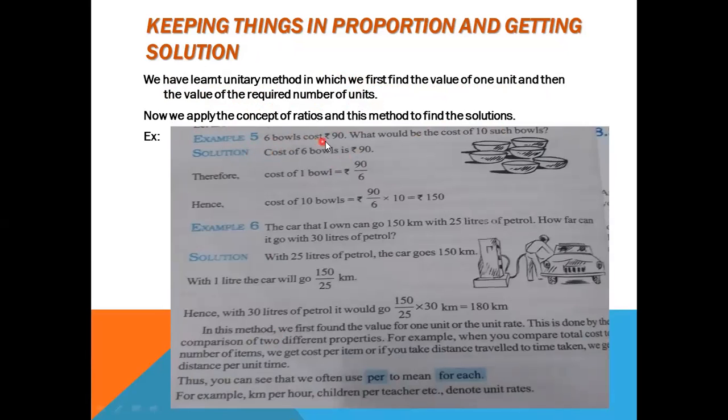In the same way, see the example. 6 bowls cost 90 rupees. What would be the cost of 10 such bowls? Here the cost of 6 bowls is given and you have to find the cost of 10 bowls.